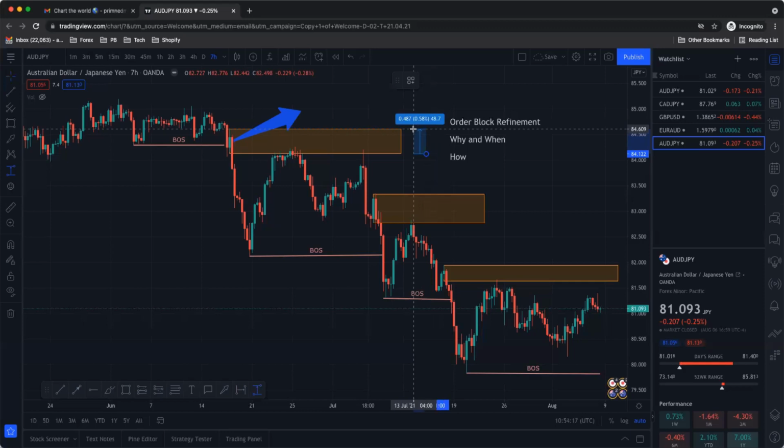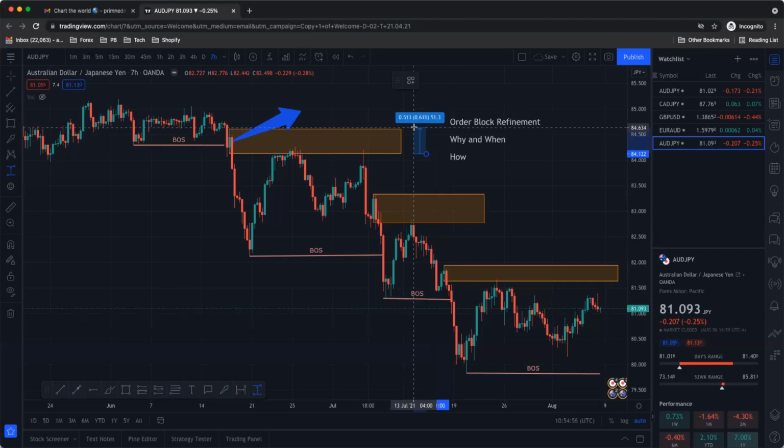We need to get the smallest possible stop and the highest possible reward. For me, the stop should be less than 5 pips. If it is more, then we need to refine the order block. That's my criteria. You can use 10 pips, 15 pips, whatever you are comfortable with, but for me the stop needs to be 5 pips or less. If it is more, I will refine the order block. So that is about why and when to refine an order block.